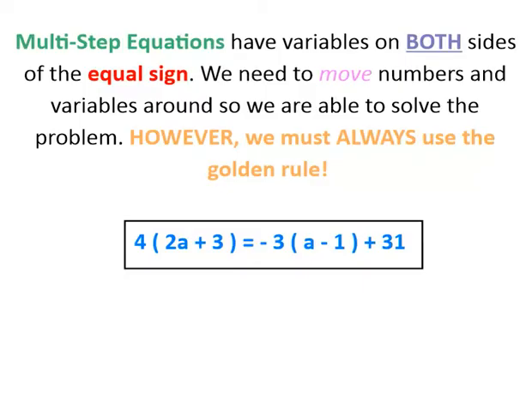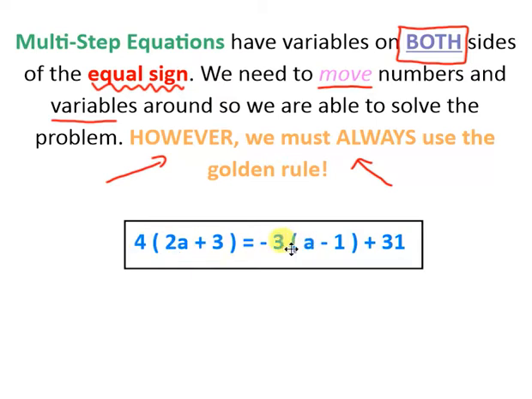Okay? Now, what is a multi-step equation? So a multi-step equation has variables on both sides of the equal sign. And this is not something that you've seen so far. So in order to solve the multi-step equation, we actually need to move the numbers and the variables all around so that we can solve the problem. And it's actually fairly easy to do as long as we are always following the golden rule.